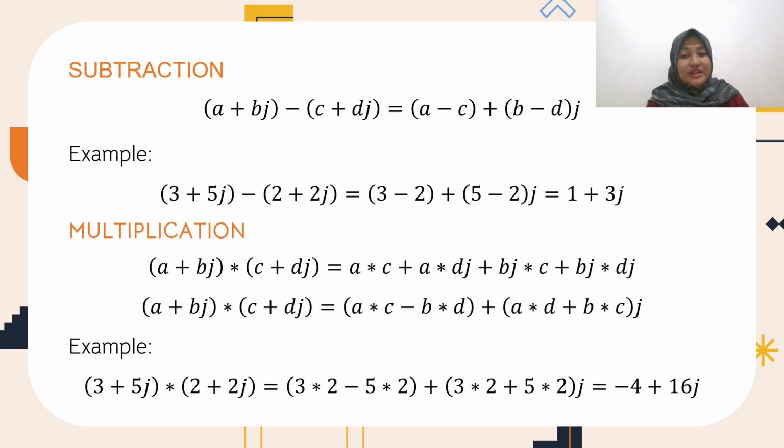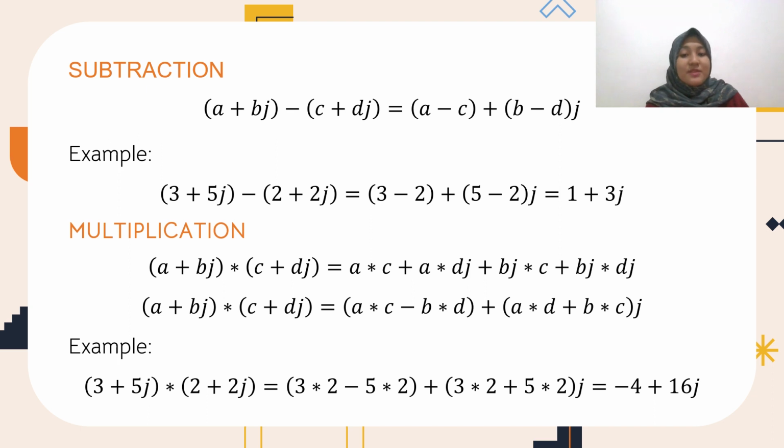And the next is subtraction. The equation of the subtraction is (a plus bi) minus (c plus di) equals (a minus c) plus (b minus d) times i. And we have the example: (3 plus 5i) minus (2 plus 2i) equals (3 minus 2) plus (5 minus 2) times i, and we get the result 1 plus 3i.